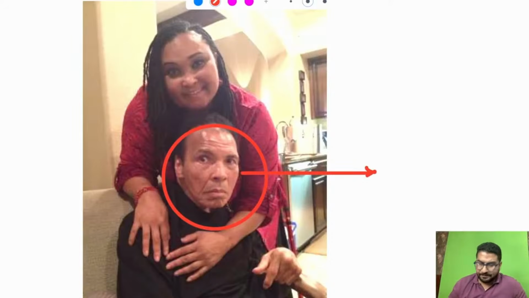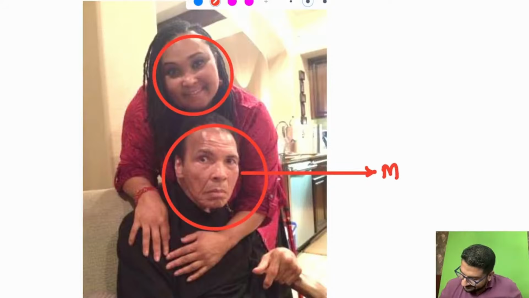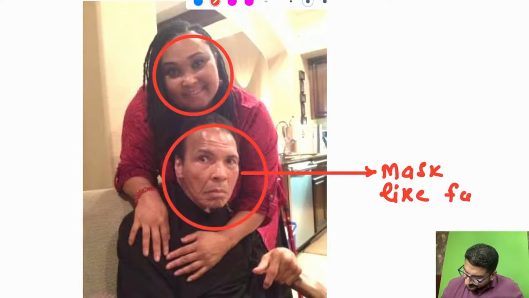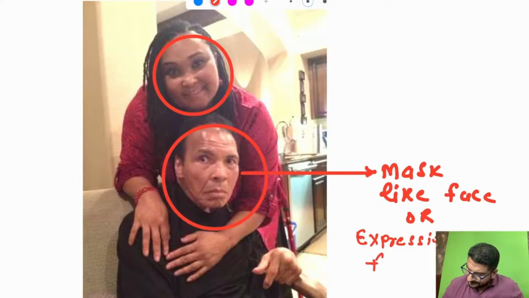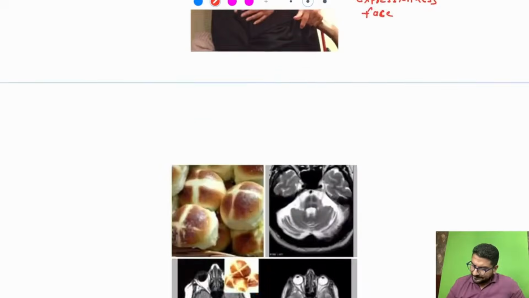You can see his daughter; she is smiling. Muhammad Ali is also smiling, but you cannot see it. He is smiling, but this is what we call a mask-like face or expressionless face. Mask-like face or expressionless face means there is no expression on the face. Mask-like face or expressionless face, right?